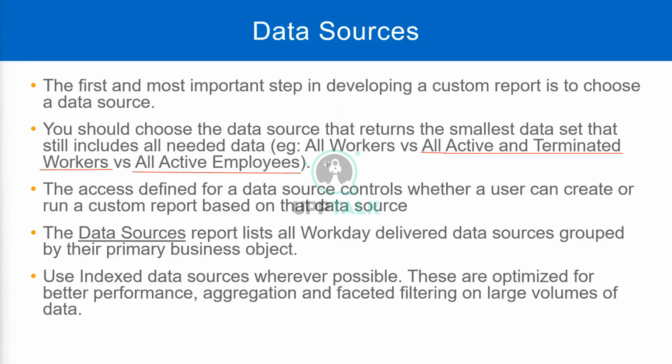Now let's say you are going to create a report on compensation, right? You're going to submit a report to your manager about which workers are getting what compensation. So which data source will you use between these three? All workers, all active and terminated workers, versus all active employees. Which one would you use? All active employees. Now, why would you do that? Some rationale, some reasoning.